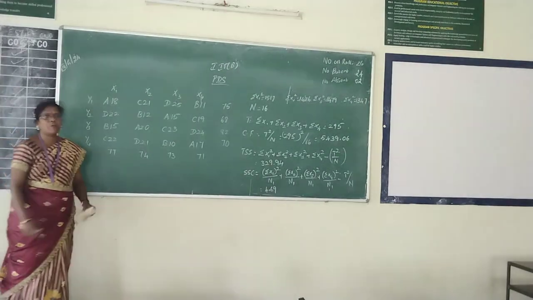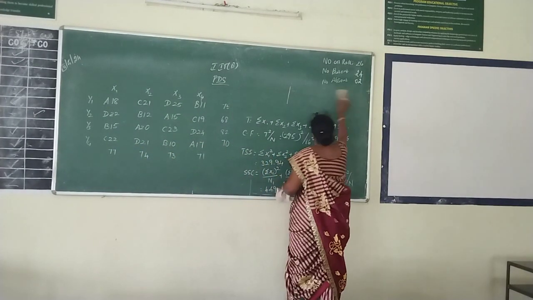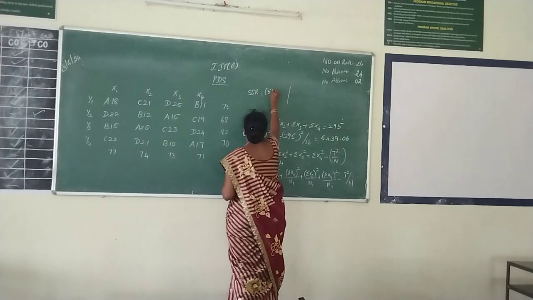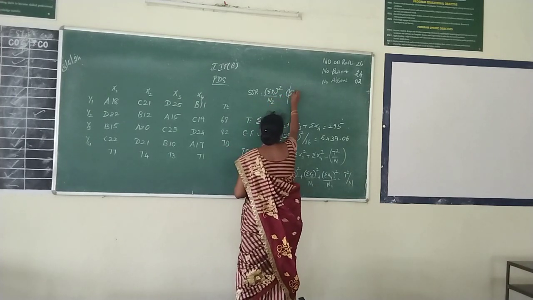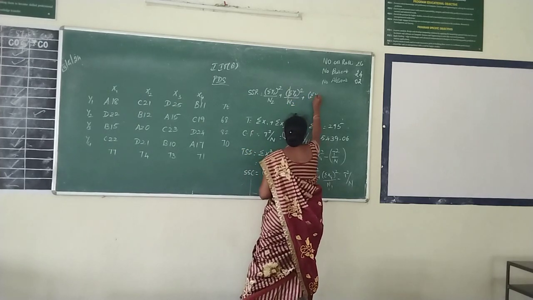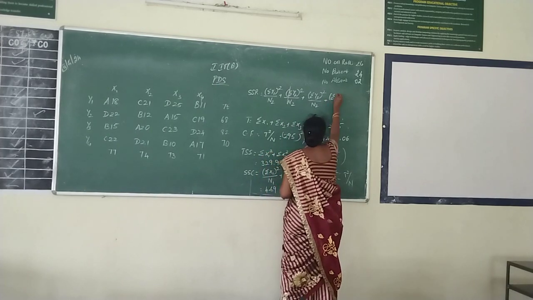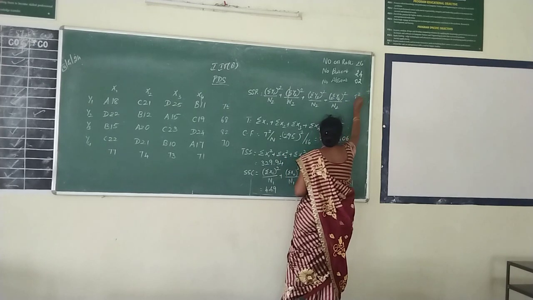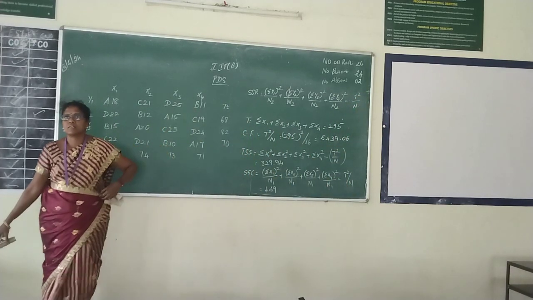After SSC, what you have to find? SSR. Find SSR. So SSR equals summation of y1 the whole square by n2 plus summation of y2 the whole square by n2 plus summation of y3 the whole square by n2 plus summation of y4 the whole square by n2 minus T square by N. Here you have to substitute the row totals.